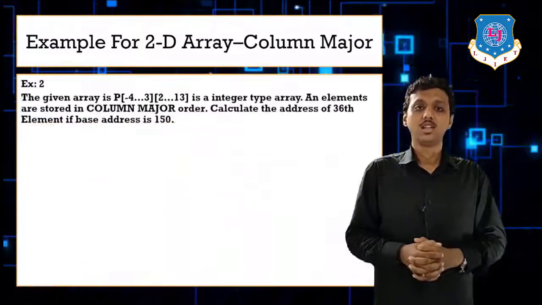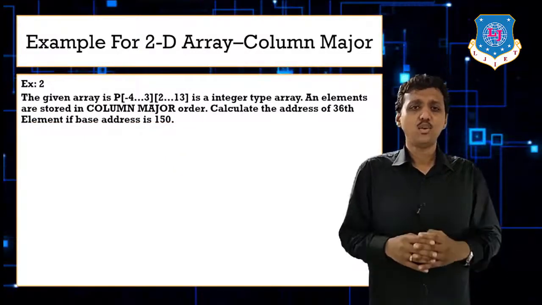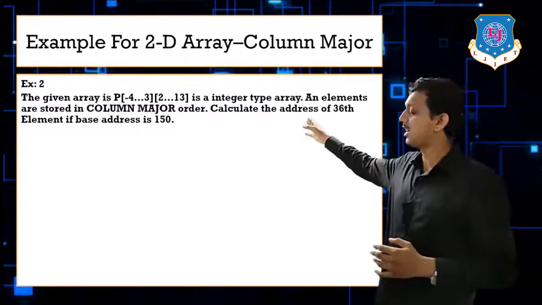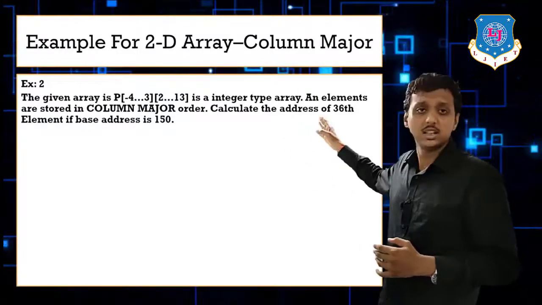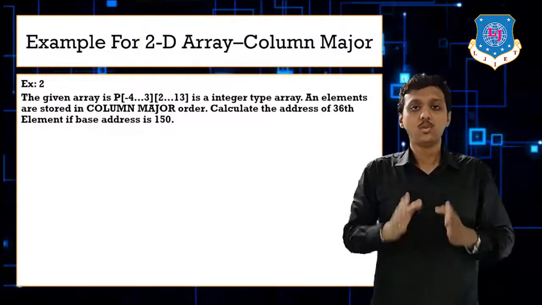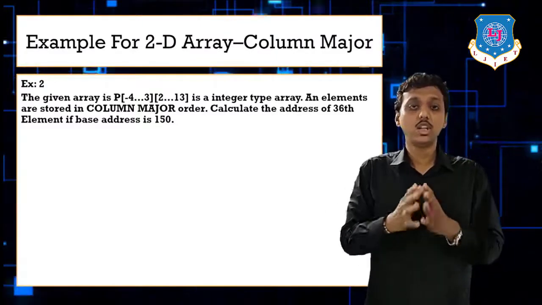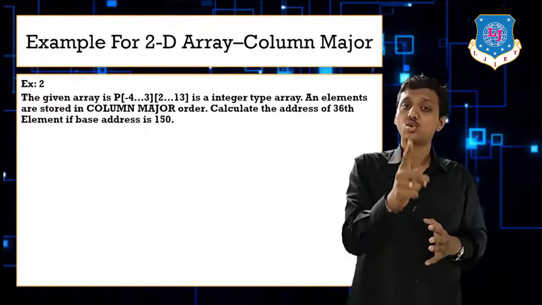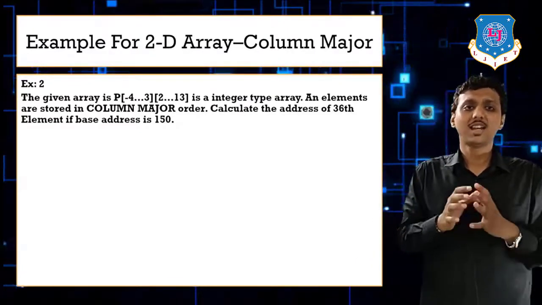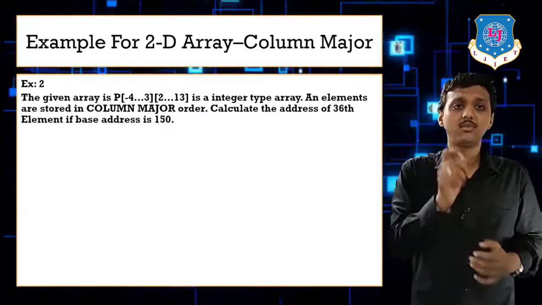Okay, now see, read it carefully. The given array is P of minus 4 to 3 and 2 to 13. That is the range of rows and the range of columns. I hope you already know about this. Fine. Next, the elements are stored in column major order. So here the elements are stored in column major order. Now calculate the address of the 36th element of the array if the base address is 150.